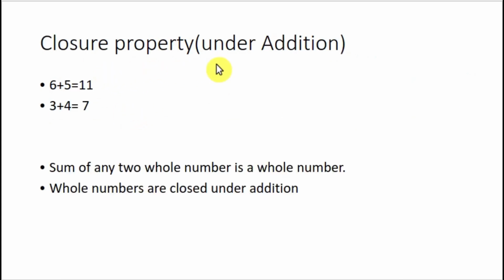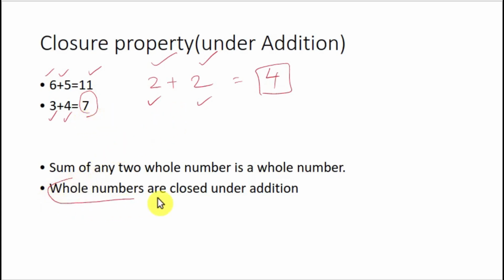Here, closure property under addition. Closure property means when we are adding two whole numbers, we get a whole number. See, 2 plus 2. 2 is a whole number, 2 is a whole number. We get a whole number. So the sum of any two whole numbers is a whole number. Here 3, 4 and all whole numbers. When we are adding two whole numbers, we get a whole number. So the whole numbers are closed under addition.